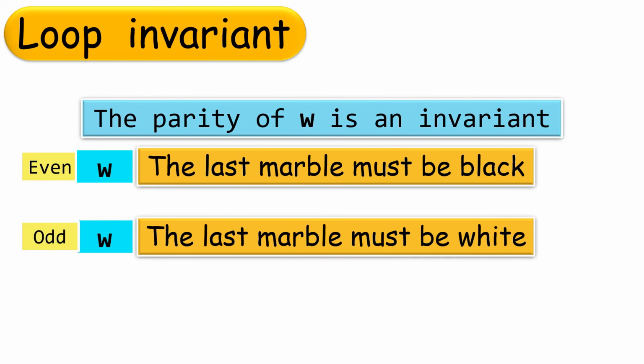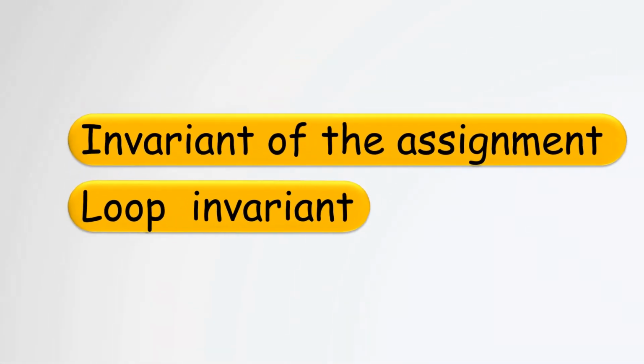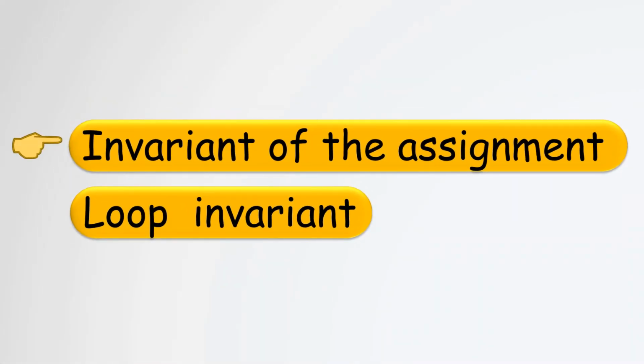In this problem, by knowing the initial number of white marbles, we can say what will be the color of the last marble which is left in the jar. With this, I come to the end of this session. In this session, I taught you about invariant of the assignment and loop invariant.